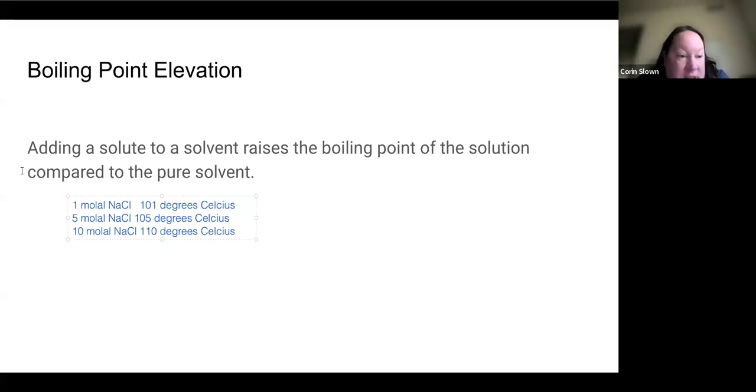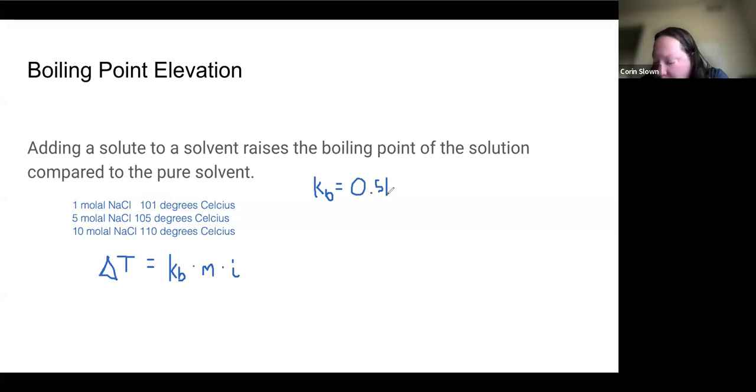So we have an equation that we're going to use for our boiling point elevation, and that's delta T is going to be equal to KB, which is unique for each solvent. So in this case, there's a unique KB for water, times little m, or molal, times i, which is the Van't Hoff factor. So we're going to take this apart. The value for KB for water is something you could look up in a table. You don't have to remember it off the top of your head, but it's 0.51. And that's specifically for water.